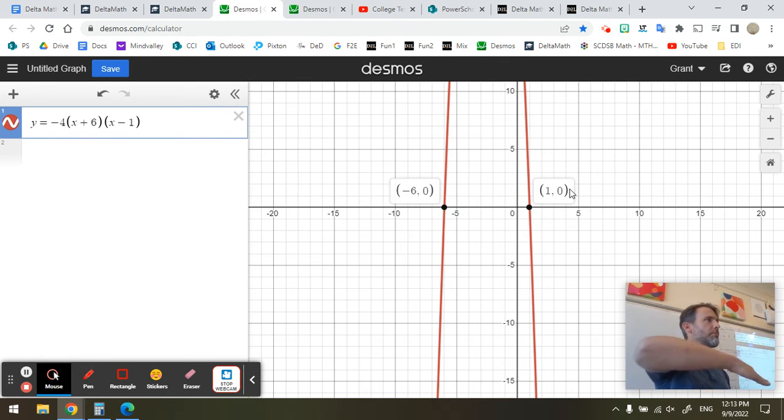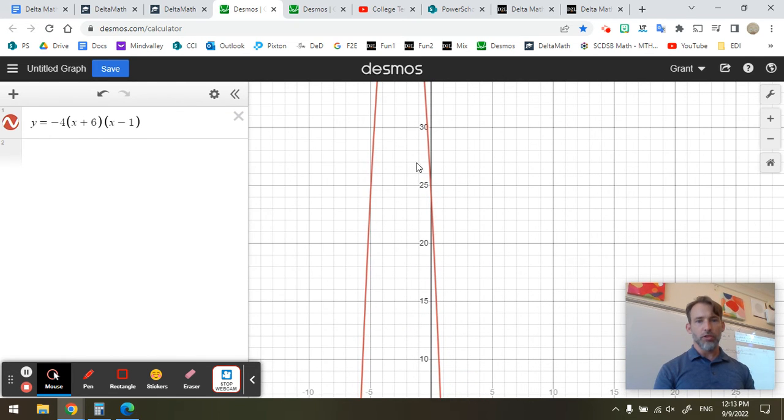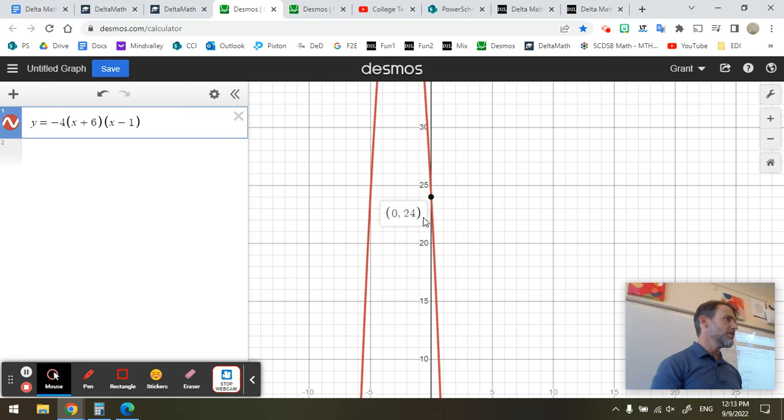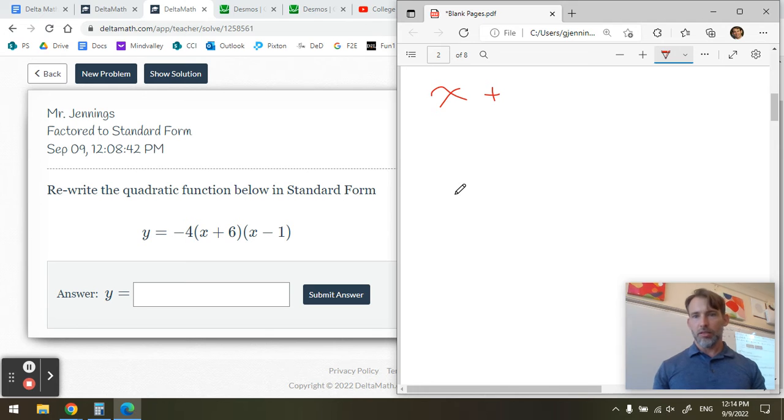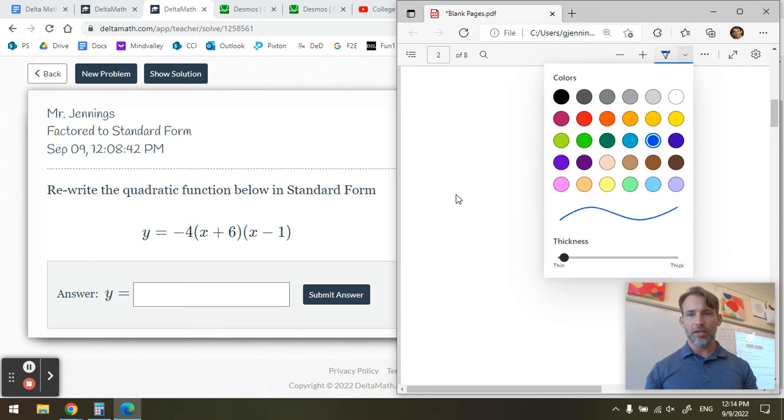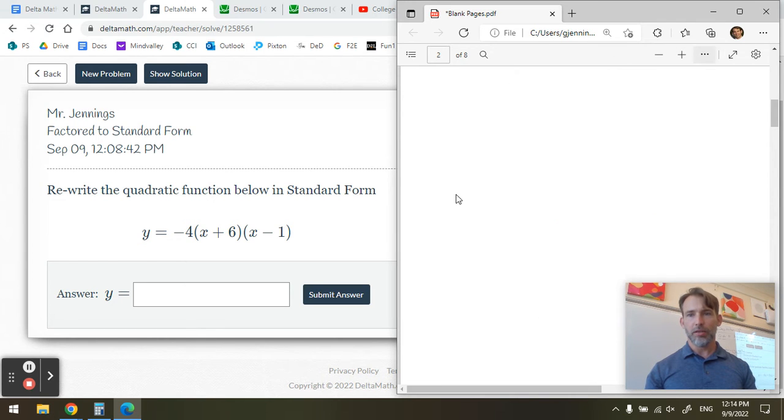So when I visualize this, I'm imagining I'm going to get a b value that is negative, because I can already see it has a negative slope as it crosses the y-axis, and it's crossing here at 24. So that actually tells me the c value. It's going to come out to 24. So let's take a look at how we work with that algebraically, and it will match our visualization. So first of all, we can recopy the quadratic here. y equals -4(x plus 6)(x minus 1).